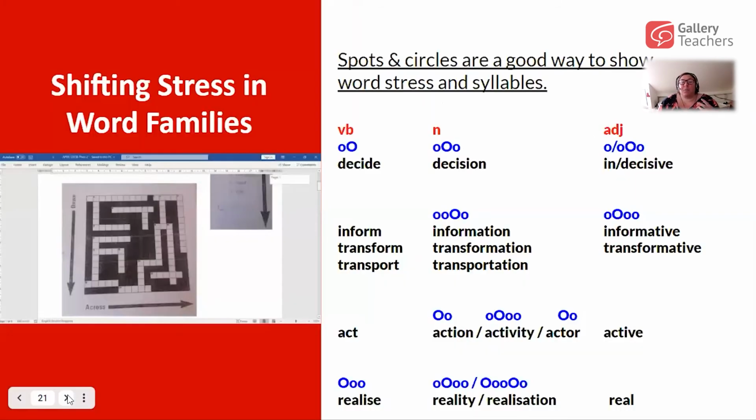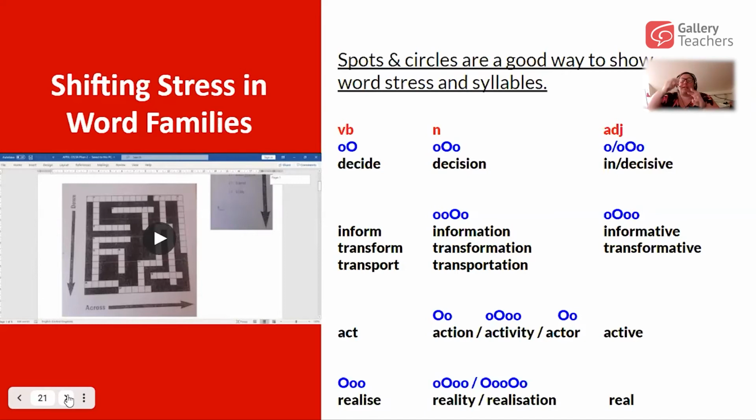So as well as being able to focus on connected speech, we also want to make sure that students have got good sentence stress and good word stress. So marking that might be done in different ways. It could be done with boxes, it could be done with full stops, it could be done with underlining. I like the spots and circles approach because it shows you how many syllables are in the word and then which syllable is stressed. So if you have a look at the top line of the noun decision, you can see it's got 3 syllables and the stress is here in the middle one.